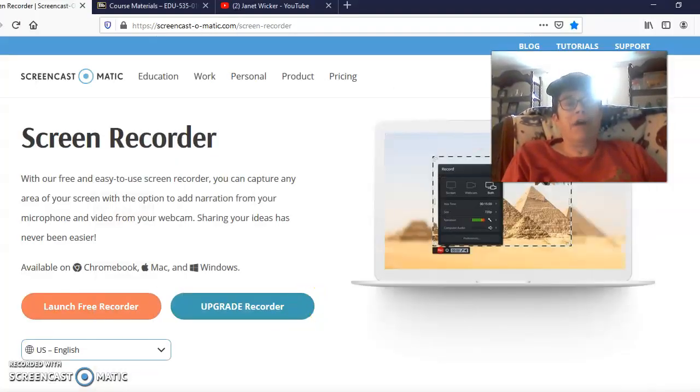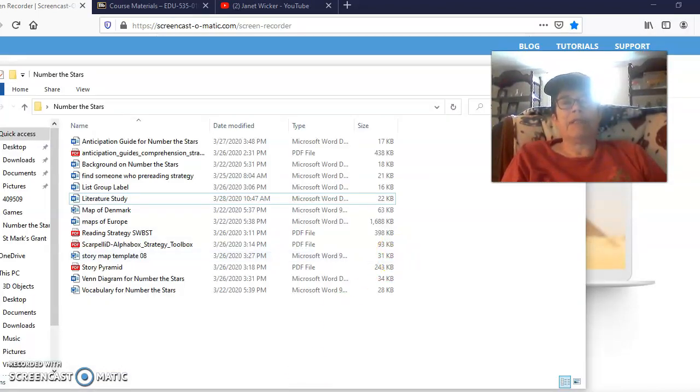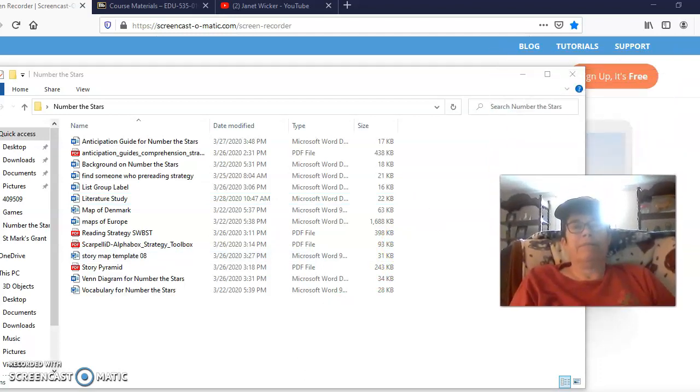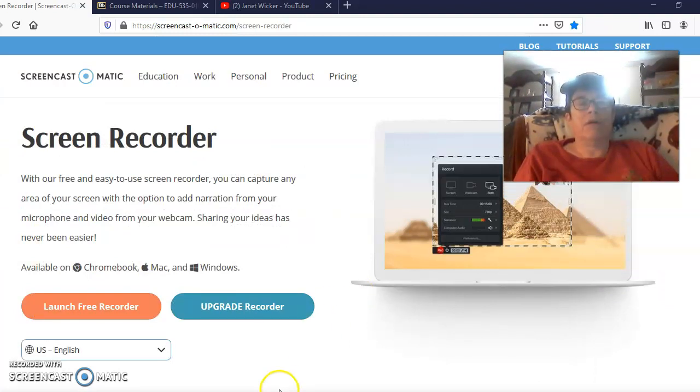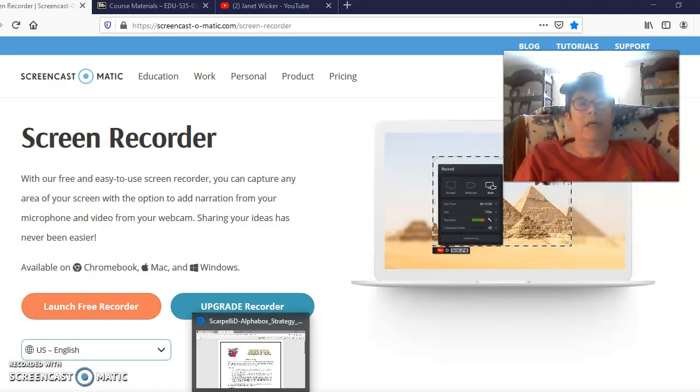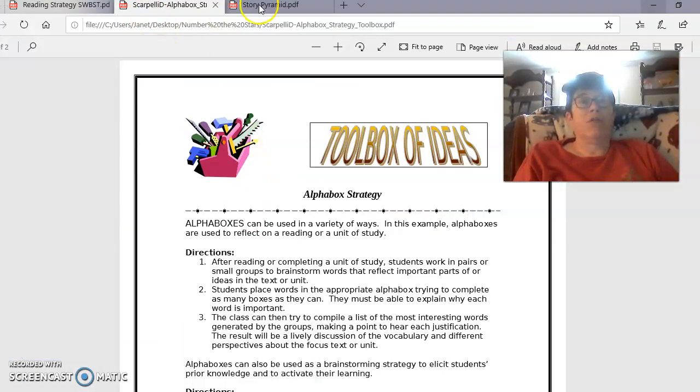Now, another graphic organizer here that does, that's not what I wanted, sorry. Go away, move that, move this back up here. Where are my PDFs? No, I don't want that one. I want the story pyramid.